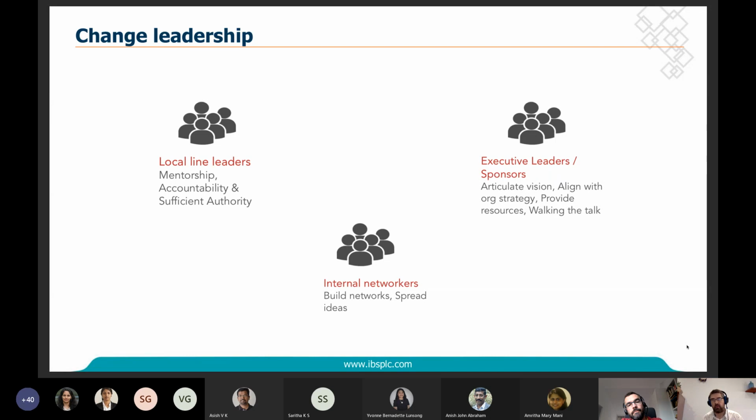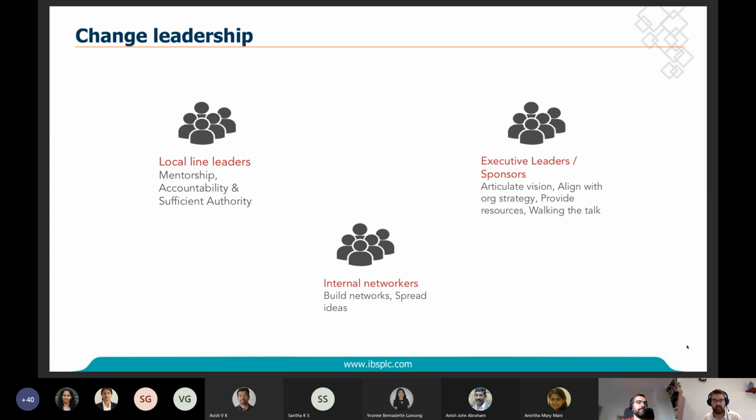And the sponsor, what we hope from a sponsor is that they're going to articulate the vision, why we're making these changes. They're going to help create some kind of alignment within the organizational strategy to the change. They will hopefully provide the resources, the time, money, effort, etc., to make the change happen. And also very important is they have to walk the talk.